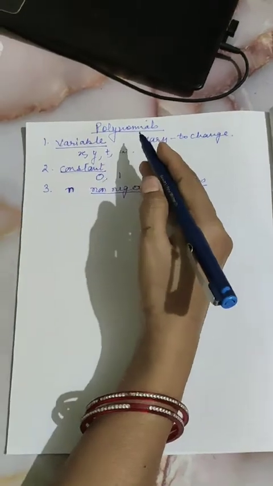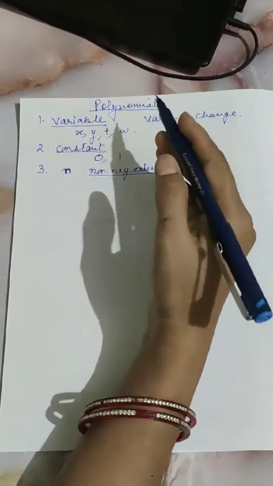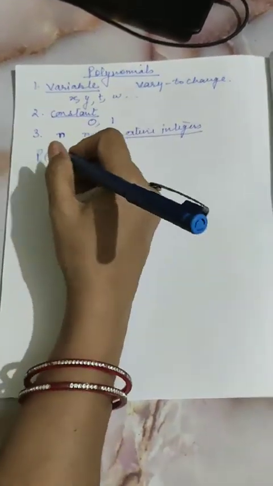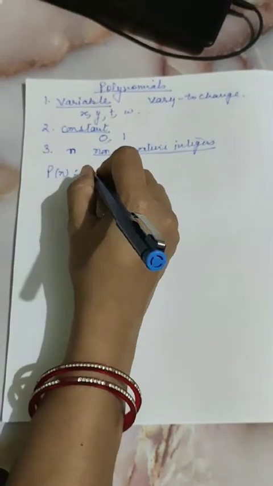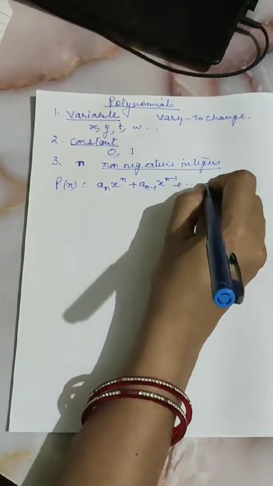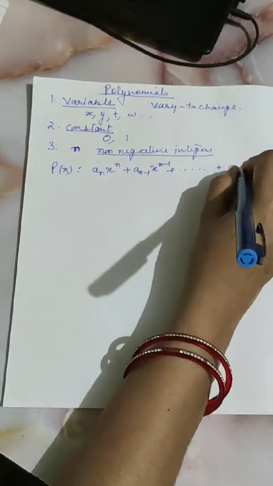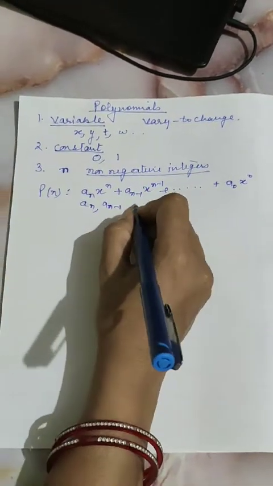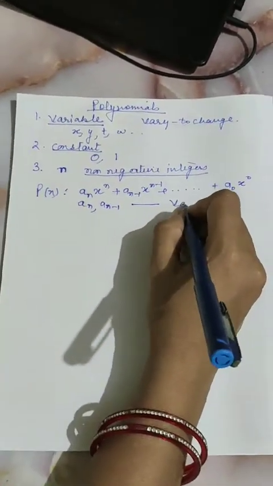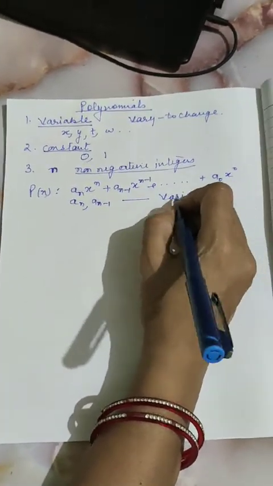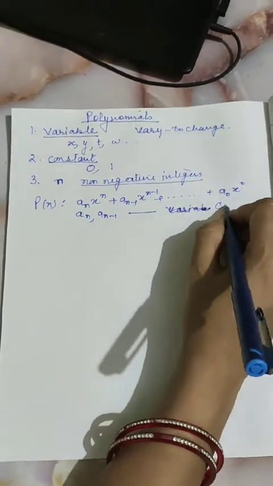For example, if I write the algebraic expression in terms of x, the polynomial is denoted by p(x). We read it as polynomial in terms of x. So the general form is a_n x^n plus a_(n-1) x^(n-1) plus up to a_0 x^0. You can see here a_n, a_(n-1), they all are constants.